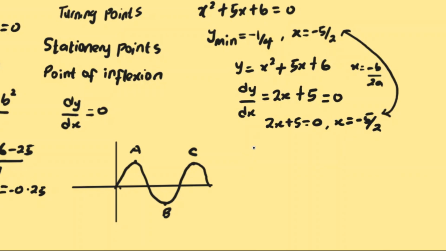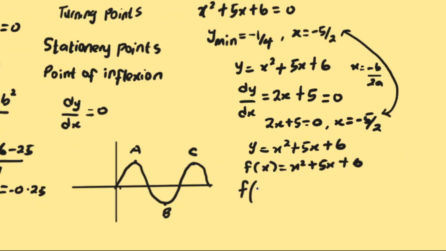And we have our function already: y equals x squared plus 5x plus 6. And we also know that y is a function of x, which is f of x, and that gives us x squared plus 5x plus 6. So since this is the value of x that will give us the minimum value, it means that the function of minus 5 over 2 will give us the minimum value.